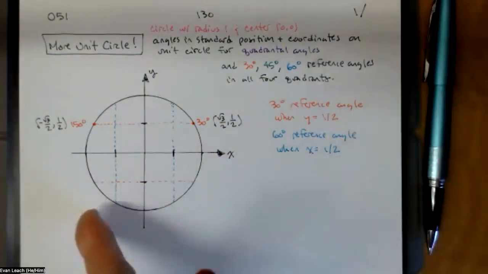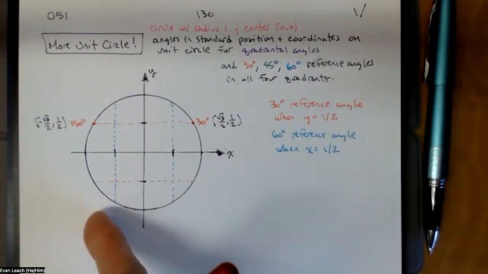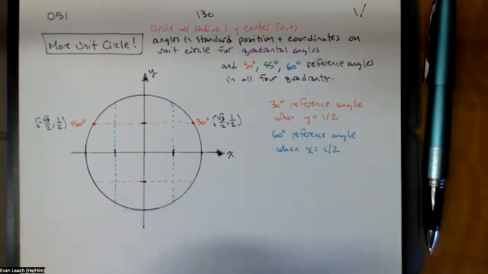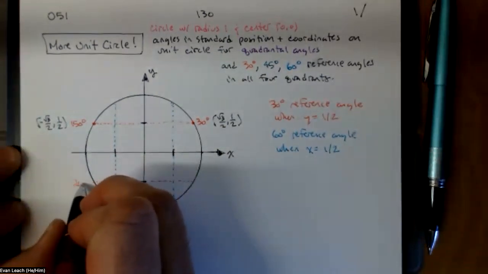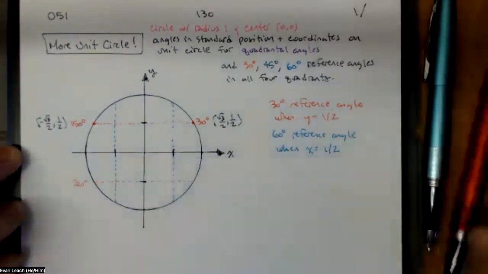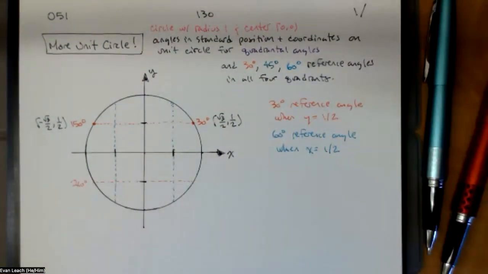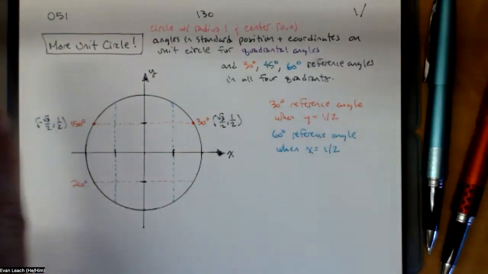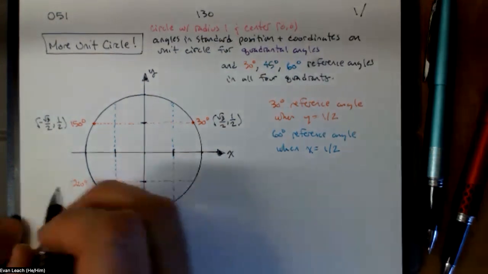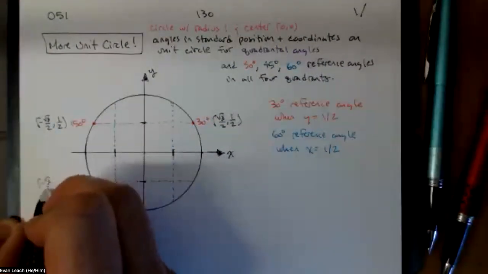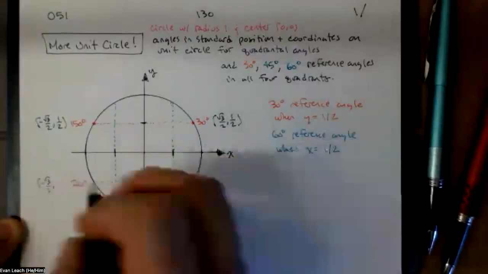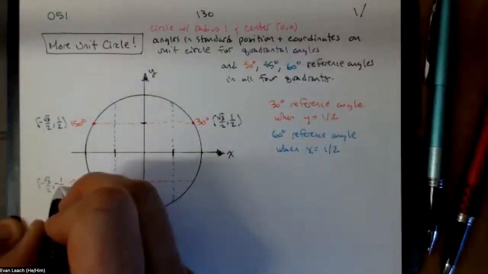What's 30 degrees in the third quadrant? 210. And the coordinates there, the x coordinate, notice that in the third quadrant, x is negative and y is negative. So my x coordinate is still negative √3/2. But my y coordinate is now negative as well, so negative 1/2.